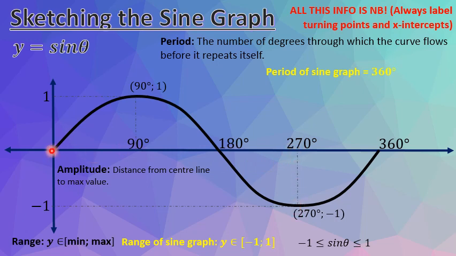Now, what is the center line? In this case, it is the horizontal line that cuts this graph in two perfect halves, that separates the mountain from the valley. So that x-axis is the center line. What is the distance from the x-axis to the maximum value on the y-axis? Well, it's 1. So the amplitude of this sine graph is 1.